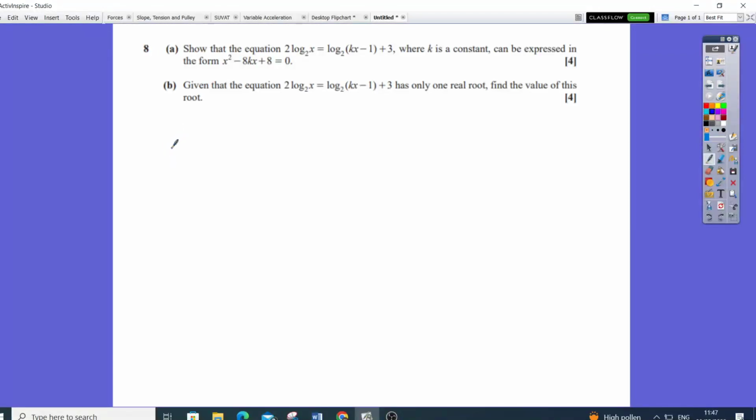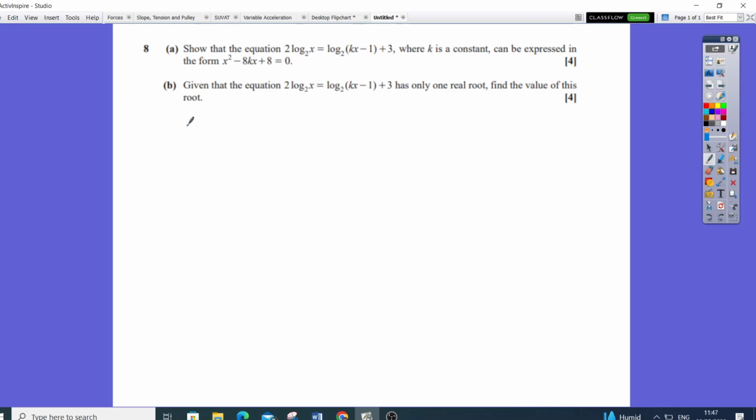And let's have a quick go at this log question. So question A says, show that the equation 2 log to the base 2 of x equals this side here, where k is a constant, can be expressed in this form. Okay, let's first do that.